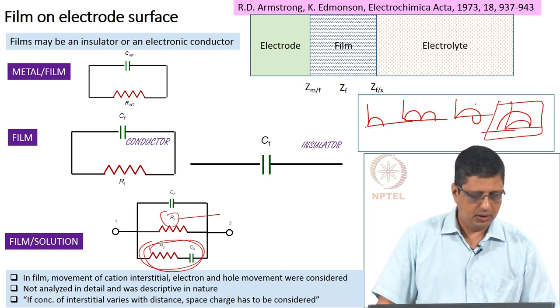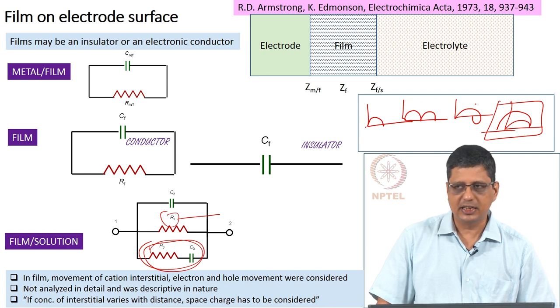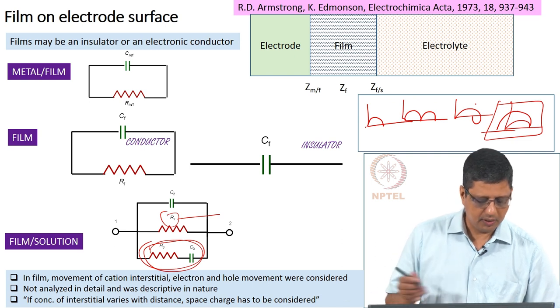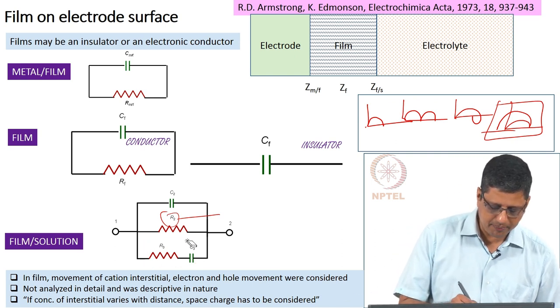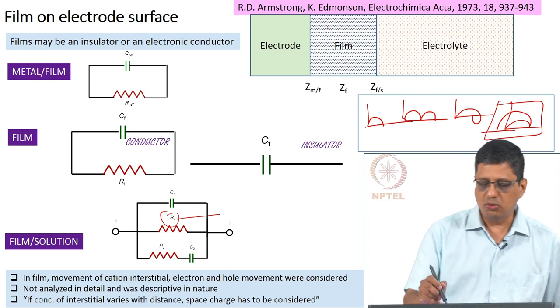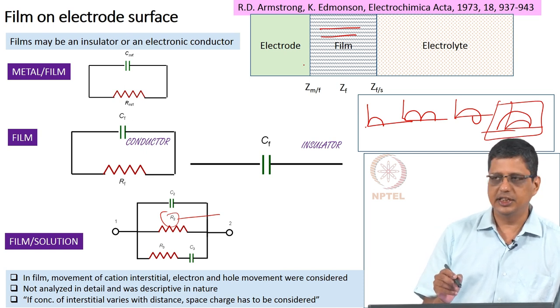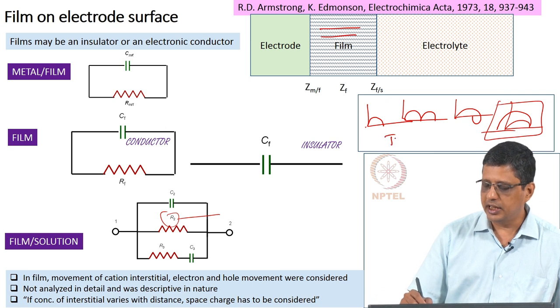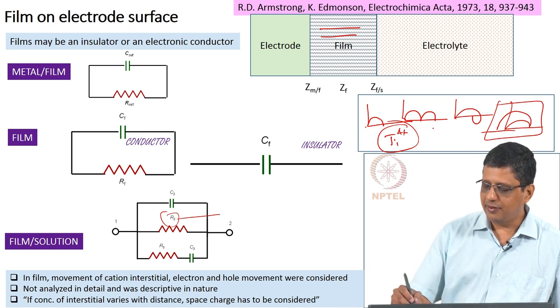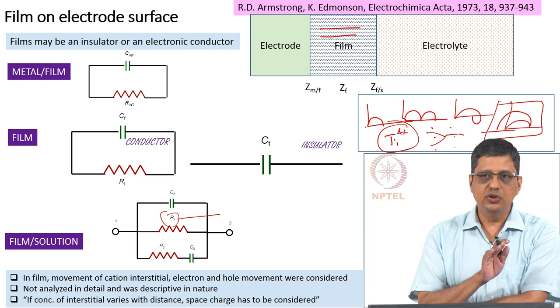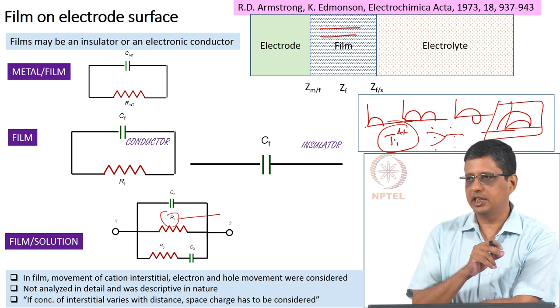and this was not analyzed in detail in terms of getting expressions based on kinetic parameters, etcetera, but more in terms of description. And he considered that in the film you can have electron and hole movements. You can also have what is called cation interstitial. Cation here means, for example, if it is titanium oxide, titanium 4 plus is a cation. And you have a crystal structure, and something that goes in between is called an interstitial. Anions usually do not move within this as interstitials.